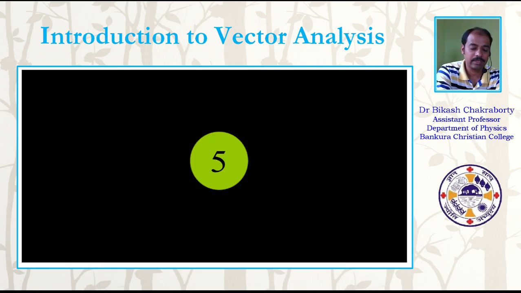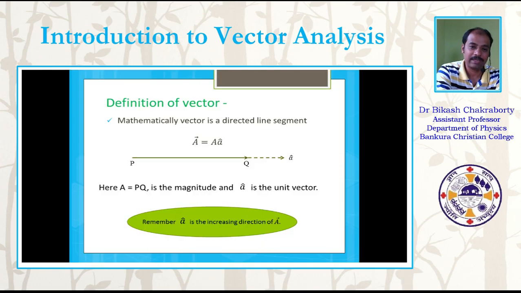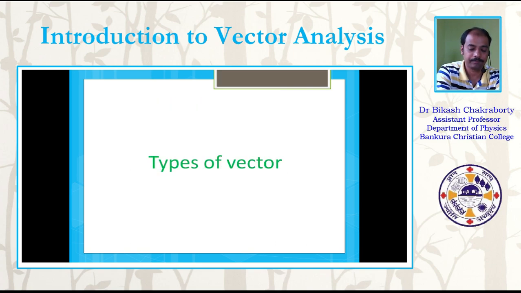Lastly, we can say mathematically vector is a directed line segment. A is equal to A times A hat, where A is equal to PQ as shown in the figure, is the magnitude of that vector and A hat is the unit vector. Remember, A hat is the increasing direction of A. So I hope you have got the answer. What is vector? I will explain each of them in proper place.